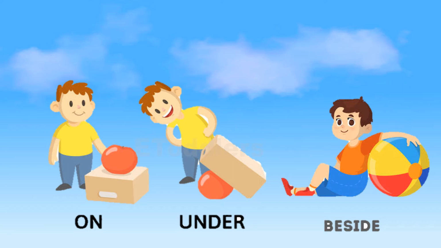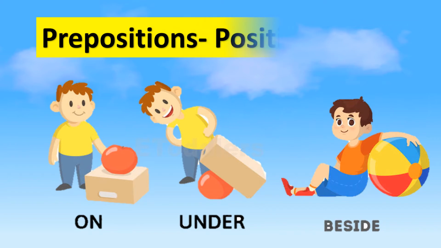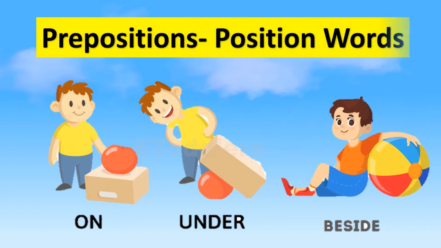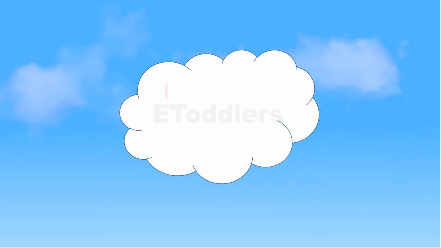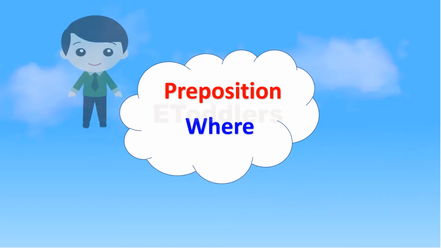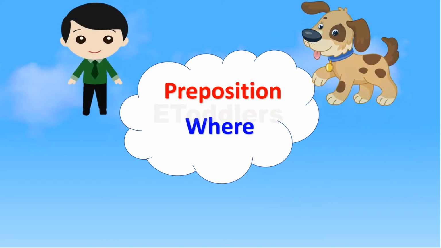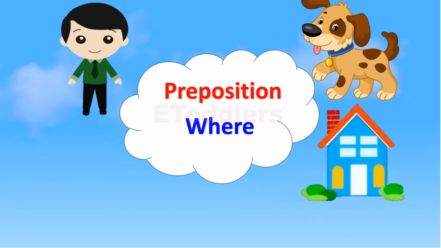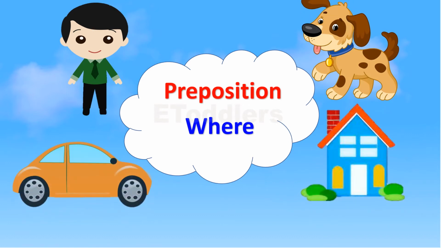Let's learn about prepositions or position words. Do you know what a preposition is? A preposition is a word that tells us where a person, an animal, a place, or a thing is.